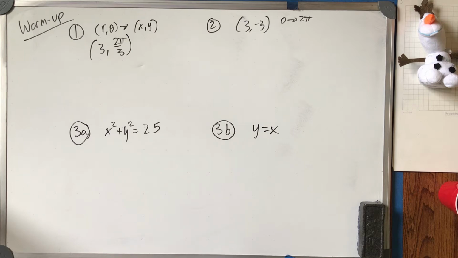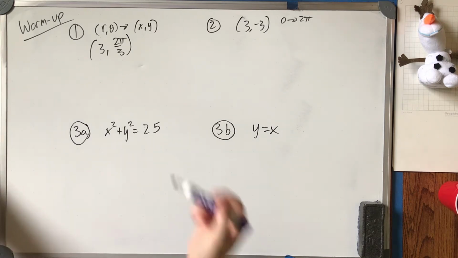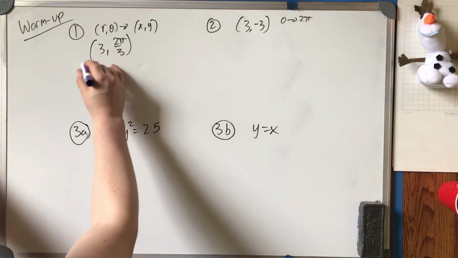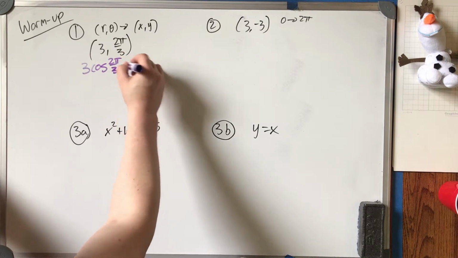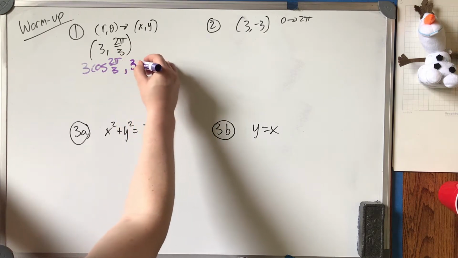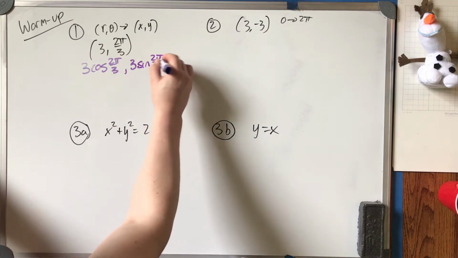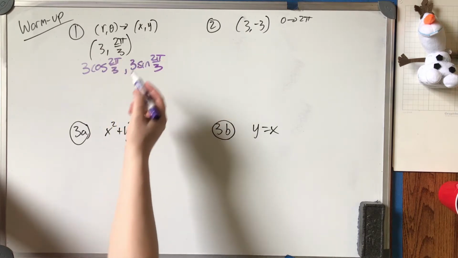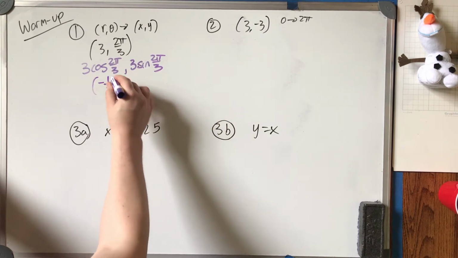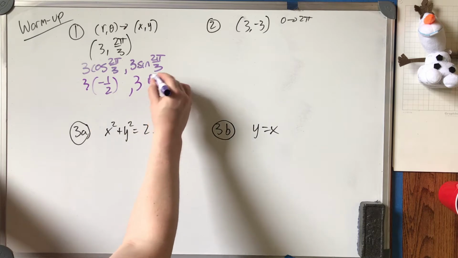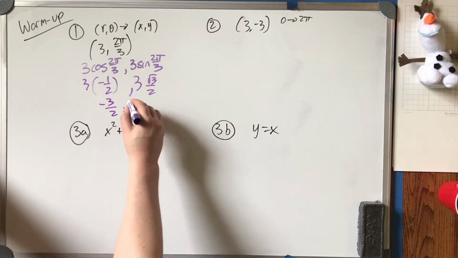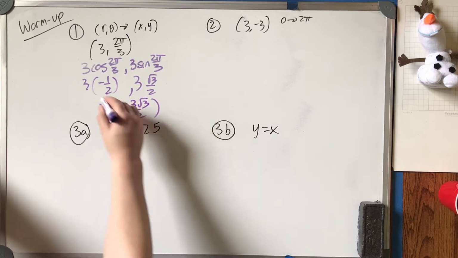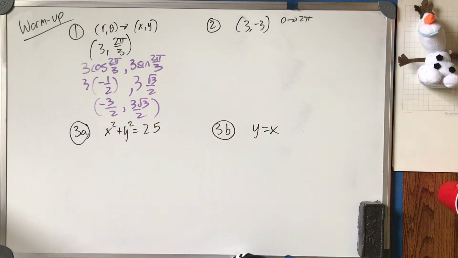Okay, for warm-up 1, we're given a polar point. We're just asked to convert it into xy. So I'm just going to use r cosine theta, r sine theta. So I get r cosine 2 pi over 3, and then r sine 2 pi over 3. So let's just evaluate this. Cosine of 2 pi over 3 is going to be negative 1/2. Sine is going to be a positive square root of 3 over 2. So I end up with negative 3/2, comma 3 root 3 over 2. Done.